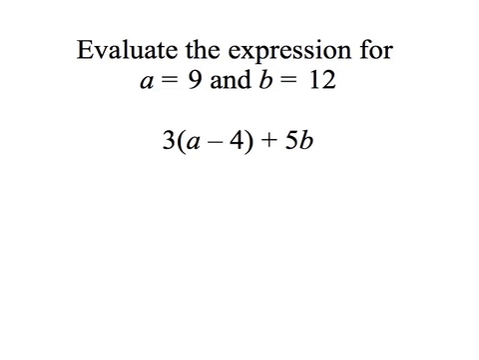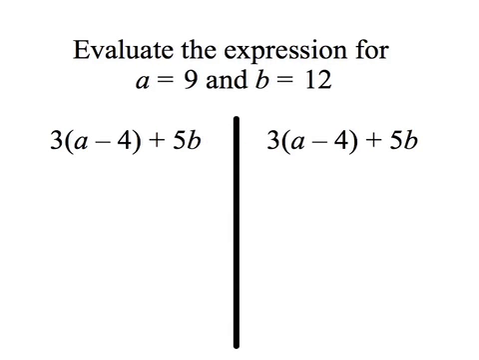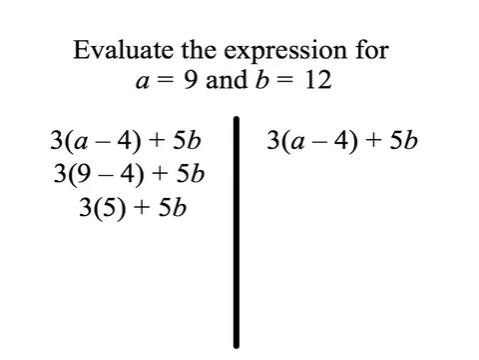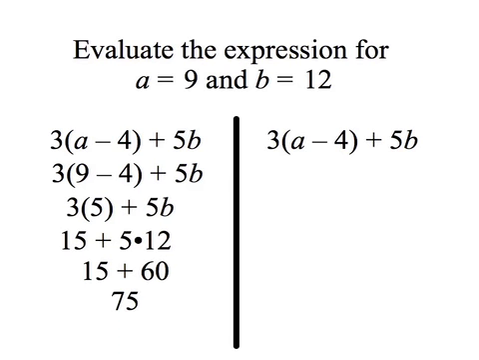Here's one that involves a grouping symbol. But because we've already learned the distributive property, there's 2 ways to do this problem. We're going to start on the left by substituting the 9 in for A, and then we'll do the expression in the group. 9 minus 4 is 5. And then, of course, that means times, so we do 3 times 5 is 15. And while we're at it, let's put the 12 in for the B, which, of course, is 5 times 12. And 5 times 12 is 60, and then we add 15 and 60, and we get 75.